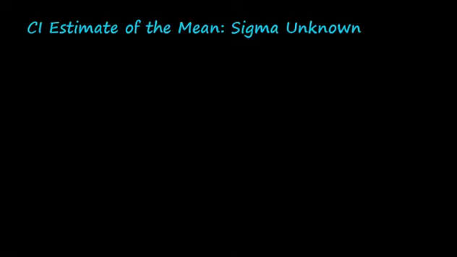We have seen how to construct a confidence interval estimate of the mean when the population standard deviation, sigma, is known. However, that's not the most common situation. Most commonly, we would not know the population standard deviation. So when sigma is not known, we use the student t-distribution instead of the normal distribution, assuming that the relevant requirements are satisfied.